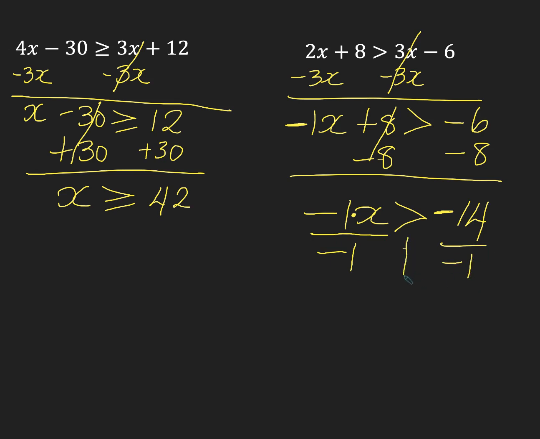And when you divide both sides by negative 1, the inequality sign must change direction, must change to the opposite. So since this is greater, it becomes a less than. This cancels. I get my x. 2 negatives when you divide gives you a positive, and 14 divided by 1 is 14. So always remember, when you divide your variable by a negative, the inequality sign must change direction.